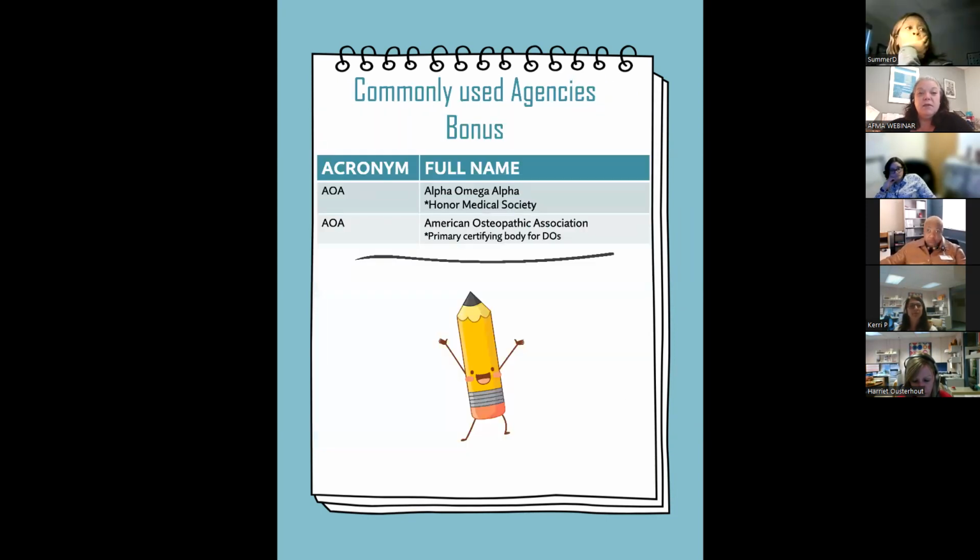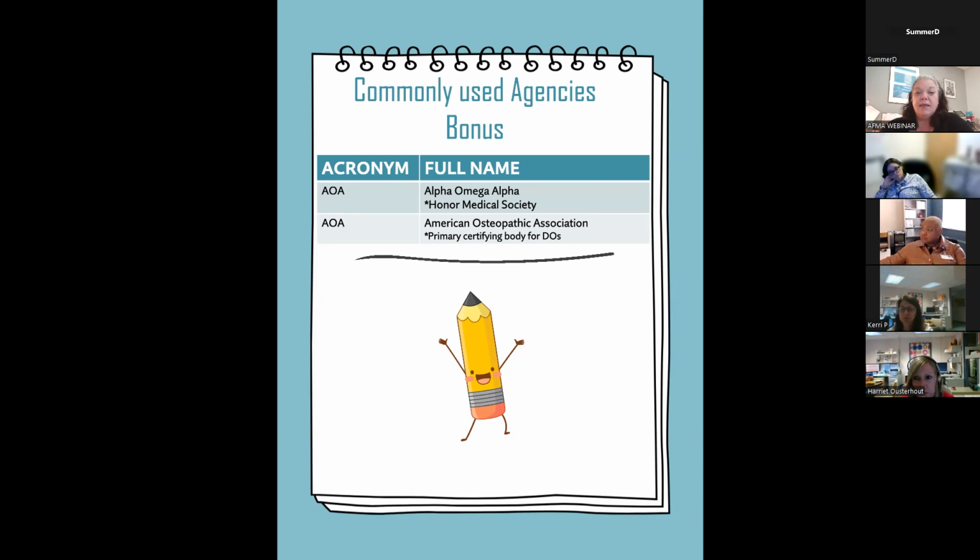And then bonus, you have 2 AOAs. One you will see on ERAS applications. It is called the AOA, Alpha Omega Alpha. This is an honor society that some schools have to place designation on students that have met certain criteria.